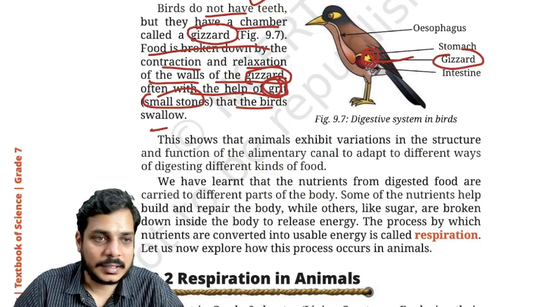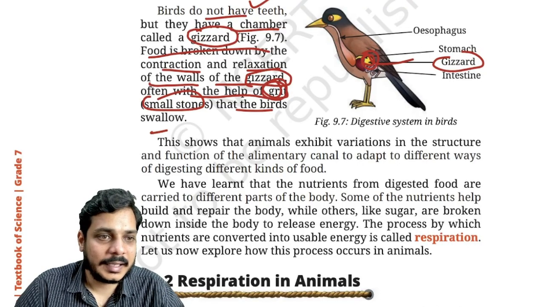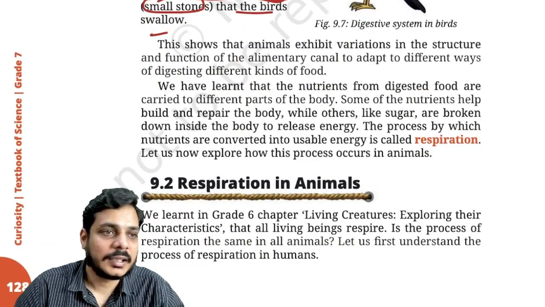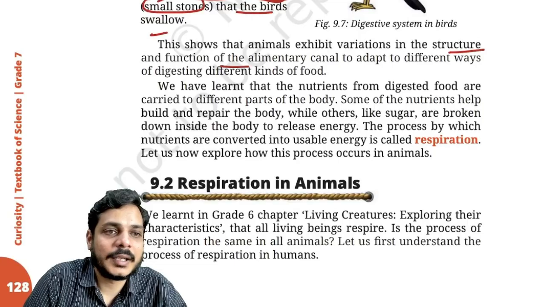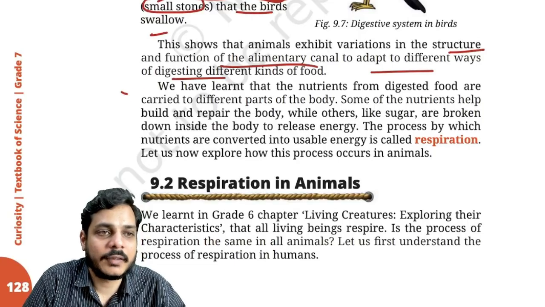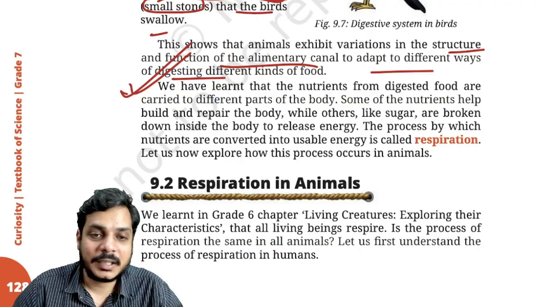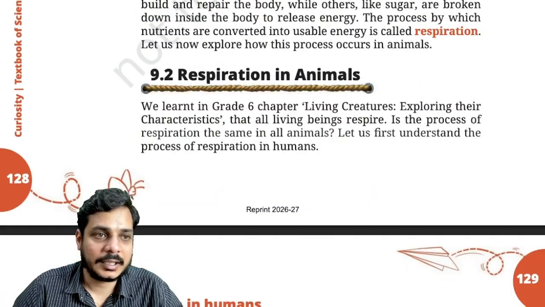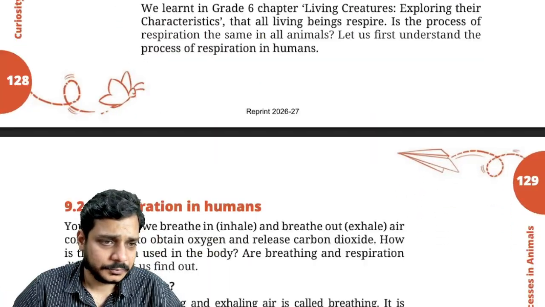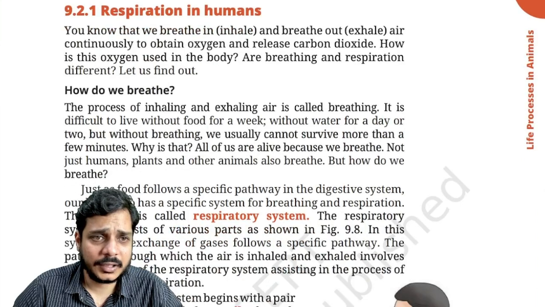So this shows that animals exhibit variations in the structure and function of the alimentary canal to adapt to different ways of digesting different types of food. Okay. Now we move towards respiration. Okay, this was about digestion. Respiration in animals. All right, we start with respiration in humans first.